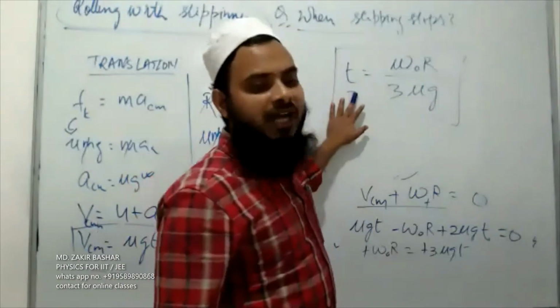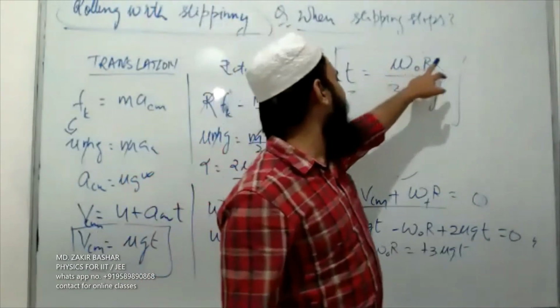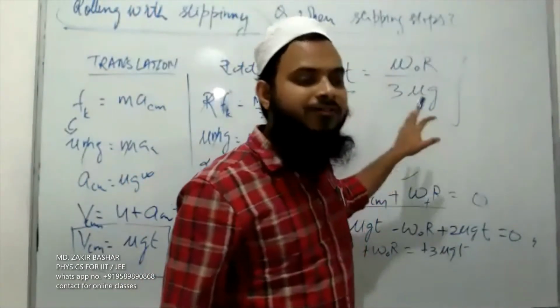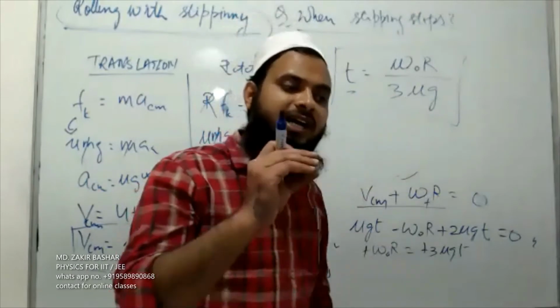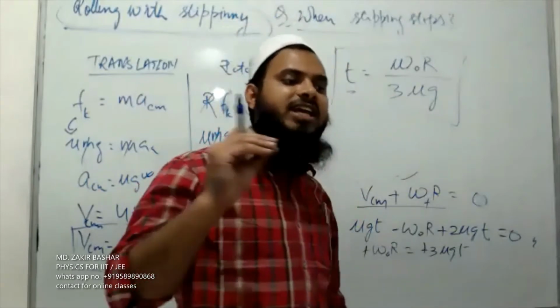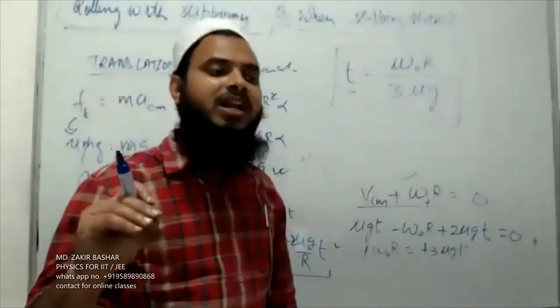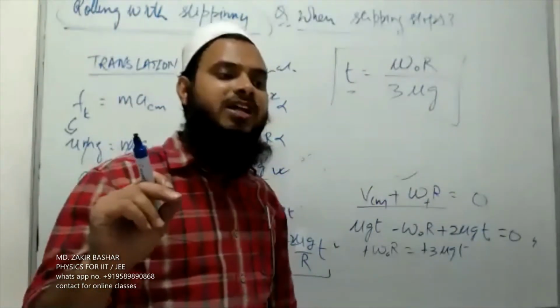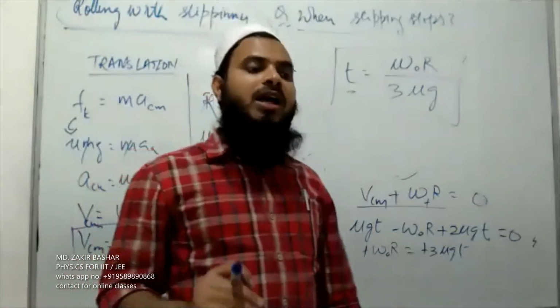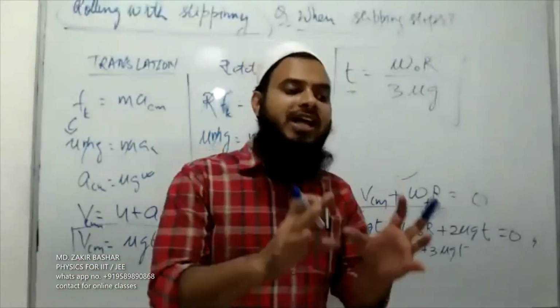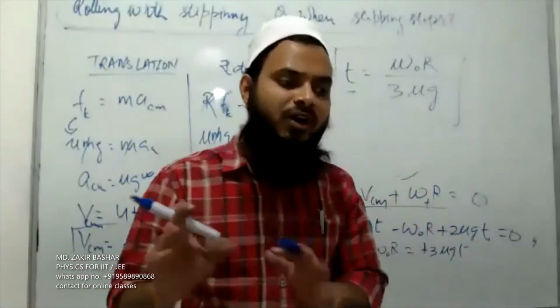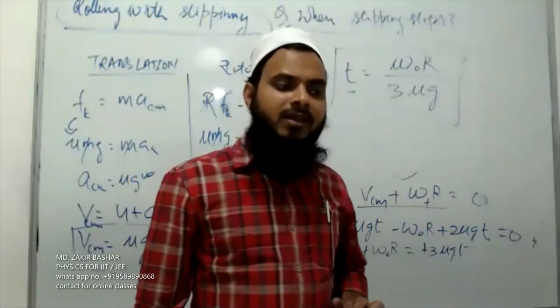after this much time, after μ₀R divided by 3μg, after this second, the kinetic friction will leave its place. It is because as the kinetic friction acts and achieves its goal, it leaves that place. After achieving the goal, kinetic friction will not act. Is it clear?